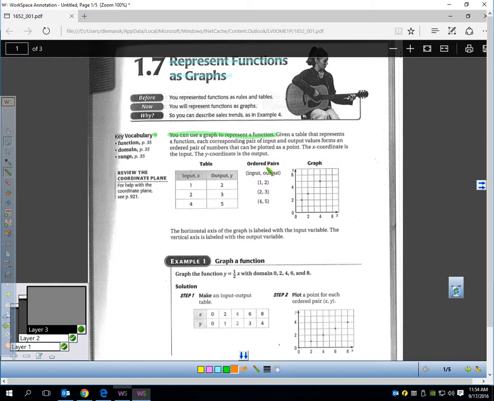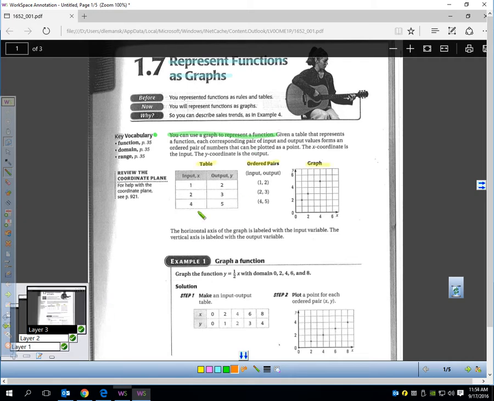I had you fill out a worksheet where you had a verbal rule, you had to write an equation, you had to fill out a table, list the domain and range, and then on the far right there was a column where you had to graph that table. This lesson is exactly about that. We can use a graph to represent a function.